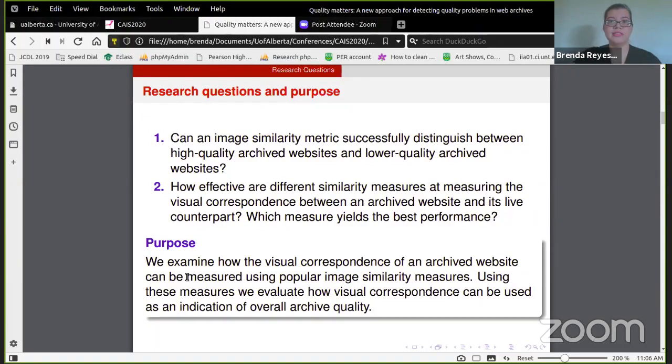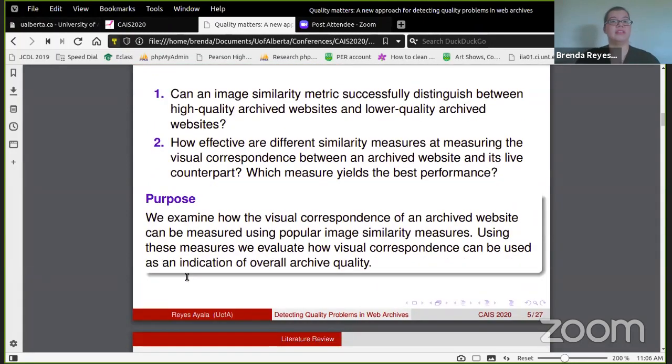And number two is, how effective are different similarity measures at measuring the visual correspondence between an archive website and its live counterpart, and which measure yields the best performance? So the purpose of the talk here is to examine how the visual correspondence of an archive website can be measured using popular image similarity metrics. We try to do this in order to detect these problems, and using these measures, we evaluate how visual correspondence can be used as an indication of overall archive quality.